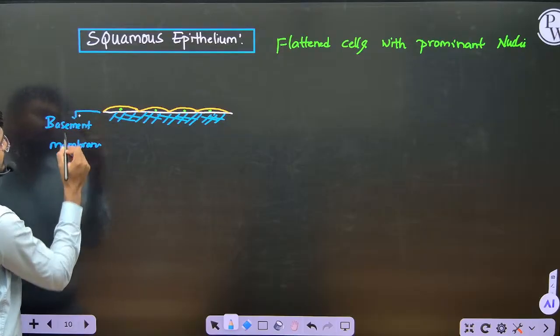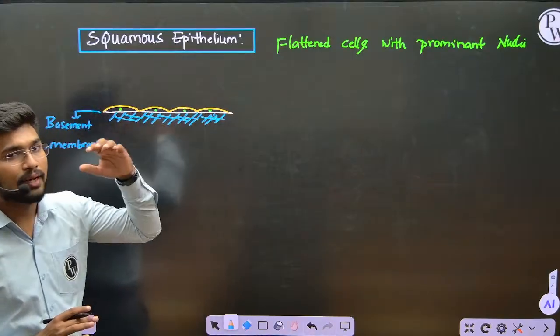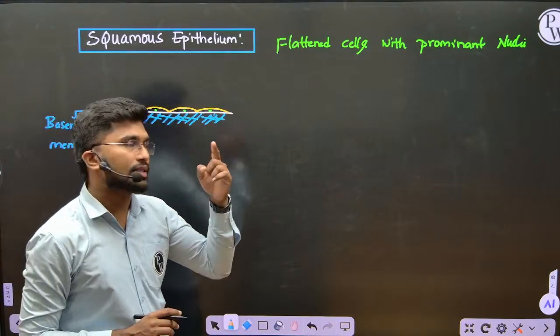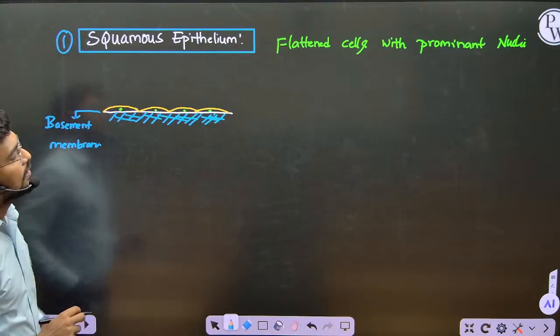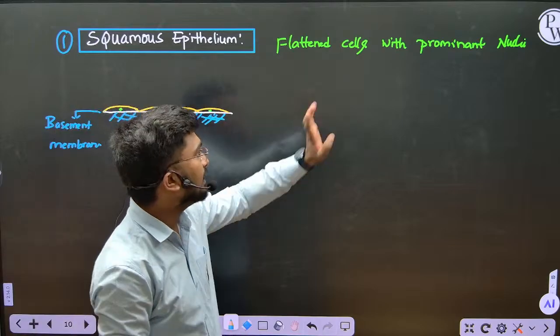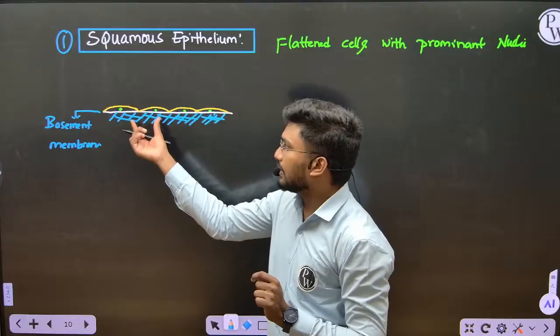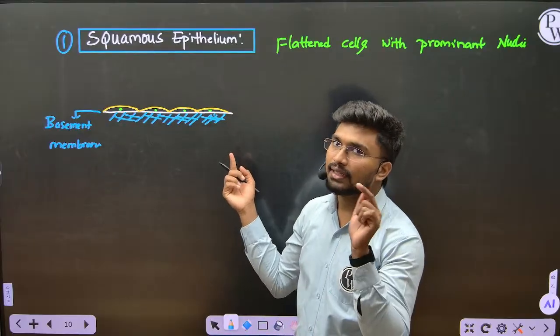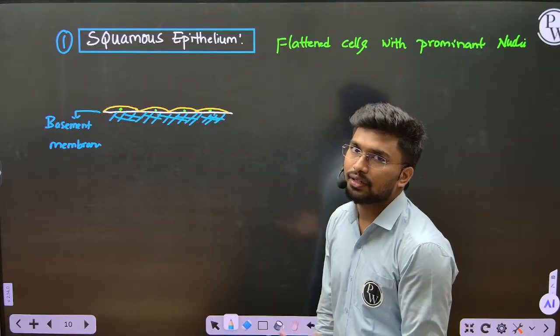Are we clear with this? Understand? So we are studying about simple epithelium. Under simple epithelium, the first one we are studying is squamous epithelium. How do they describe it in examination? Flattened cells with prominent nuclei. These cells are very flattened and have a clearly visible nucleus. That is prominent nuclei.